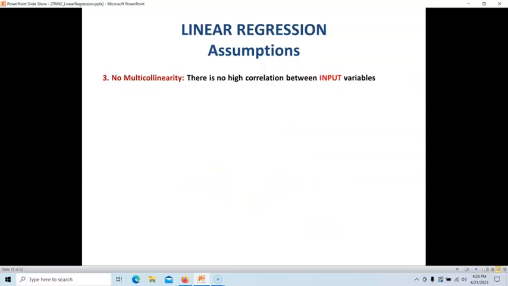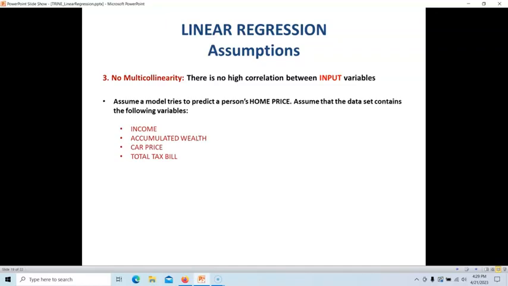Another thing that we look at is you don't want multicollinearity. So what does multicollinearity mean? It sounds like a scary word, but it's actually quite a simple concept. You don't want your variables, your input variables, to be all correlated with one another.